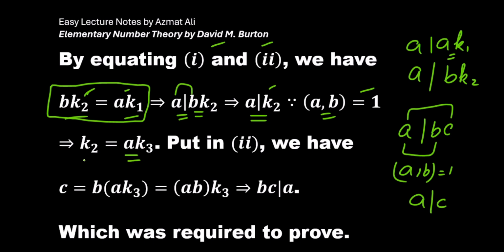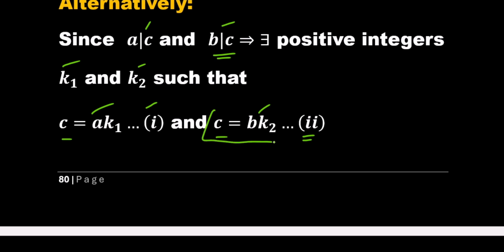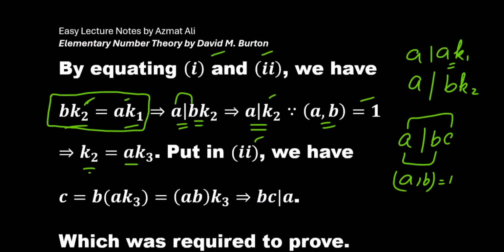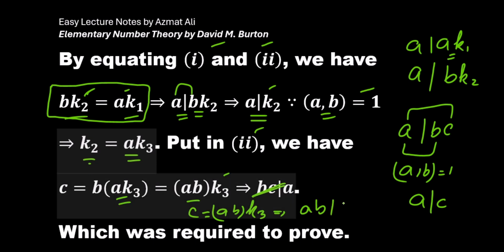Put this value of K2 in 2. What is 2? This is my equation number 2. So put here the value of K2. We have C is equal to B into AK3. That can be written as AB into K3. So C is equal to AB into K3. Again, by using the definition of divisibility, here we will have AB divides C, which was required to prove.